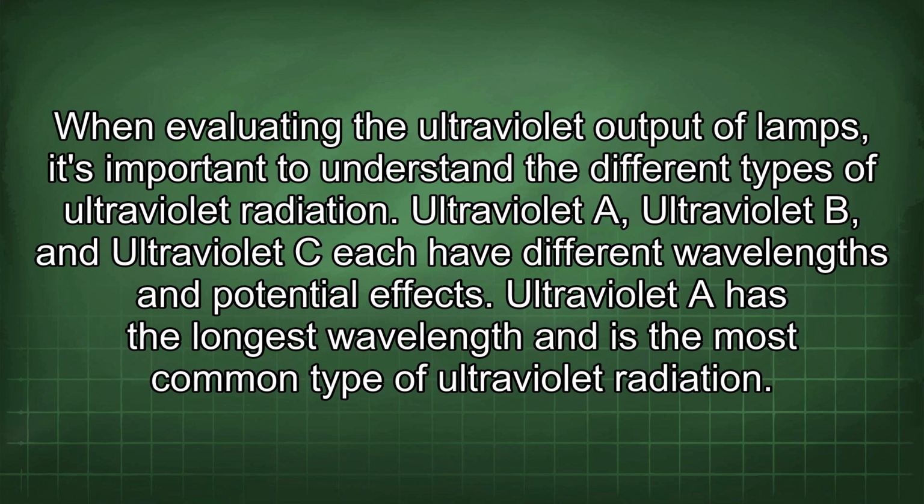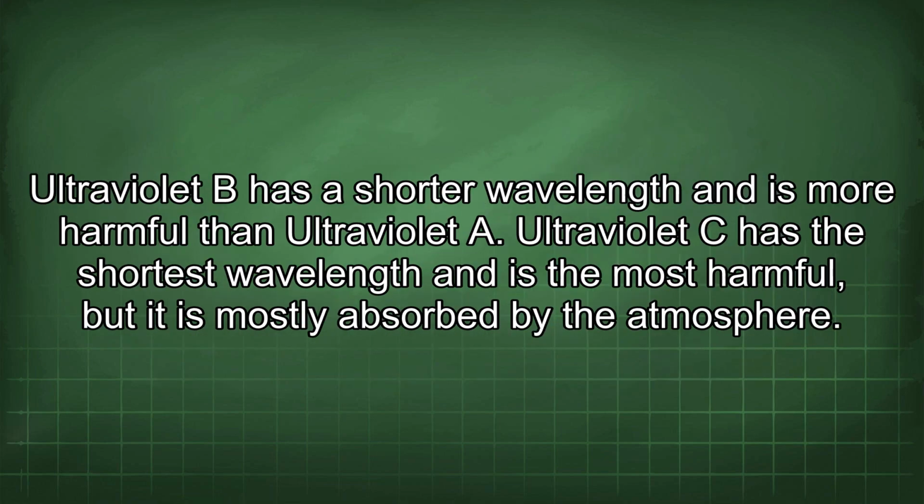time. When evaluating the ultraviolet output of lamps, it's important to understand the different types of ultraviolet radiation. Ultraviolet A, ultraviolet B, and ultraviolet C each have different wavelengths and potential effects. Ultraviolet A has the longest wavelength and is the most common type of ultraviolet radiation. Ultraviolet B has a shorter wavelength and is more harmful than ultraviolet A. Ultraviolet C has the shortest wavelength and is the most harmful, but it is mostly absorbed by the atmosphere.